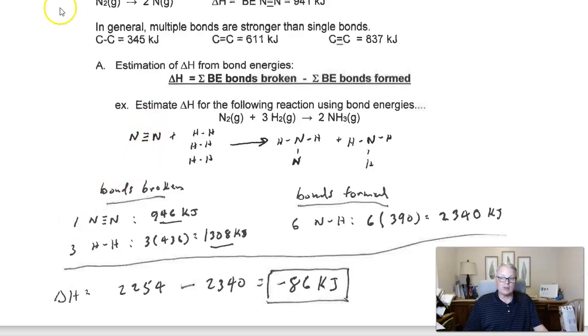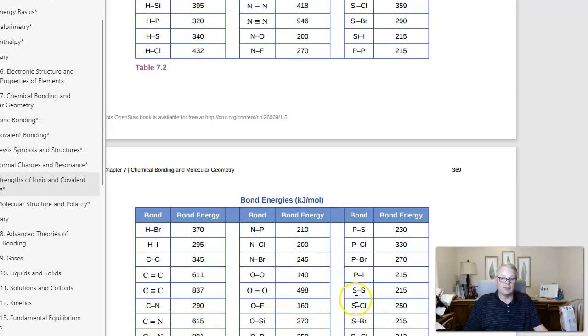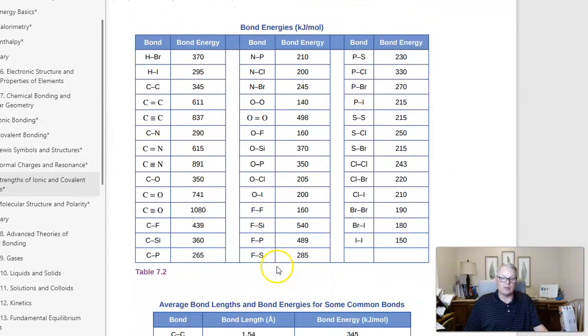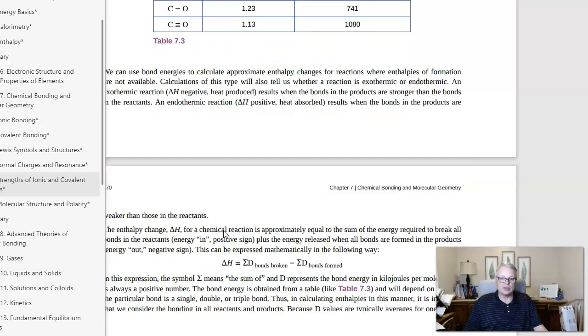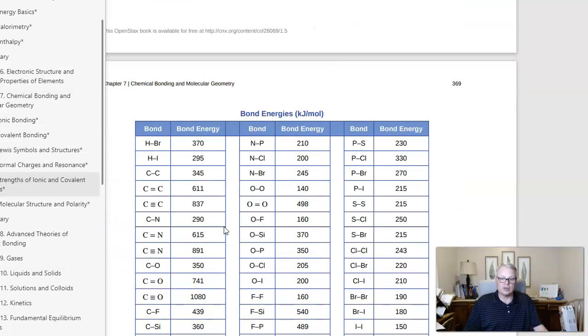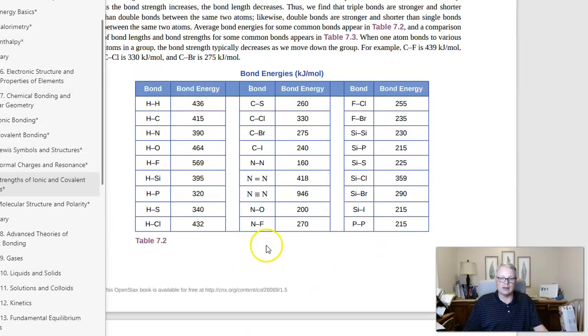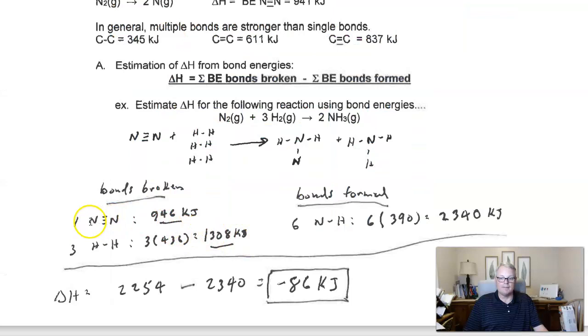So what I do is I go to my little chart over here that we looked at in chapter 7. And I look for a nitrogen-nitrogen triple bond somewhere in the chart. He's in there somewhere. There he is. 946 kilojoules per mole. All right, so we broke that. That's 946.